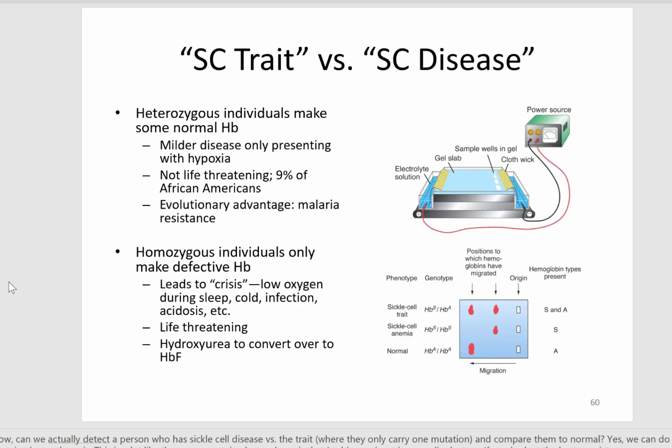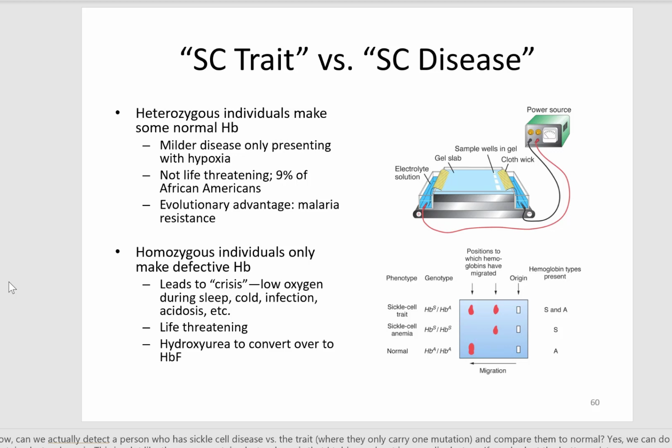Now, we can actually detect a person who has sickle cell disease versus the trait, the trait meaning they only carry one mutation. And we can compare them to normal. Yes, we can do simple protein electrophoresis. This is a lot like the serum protein electrophoresis that I told you about in an earlier picture.